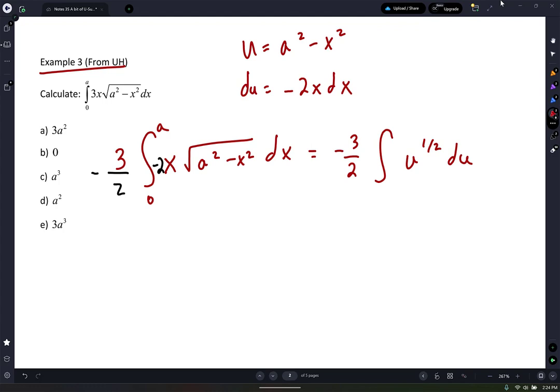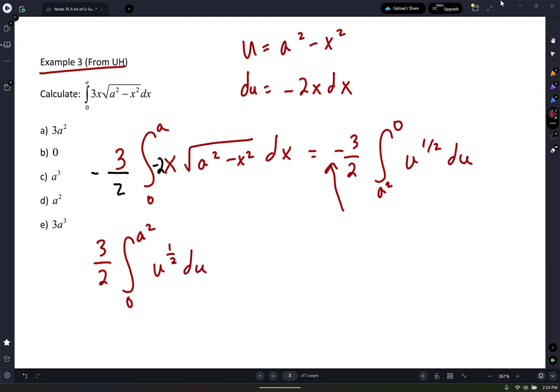When x is 0, what is u? So put a squared in there. When x is a, what is u? 0. It's nice and pretty. Look how you have a negative in the front. I can just flip the limits and they'll turn to a positive. Notice that I'm putting a 0 in the lower limit and a squared on the top.